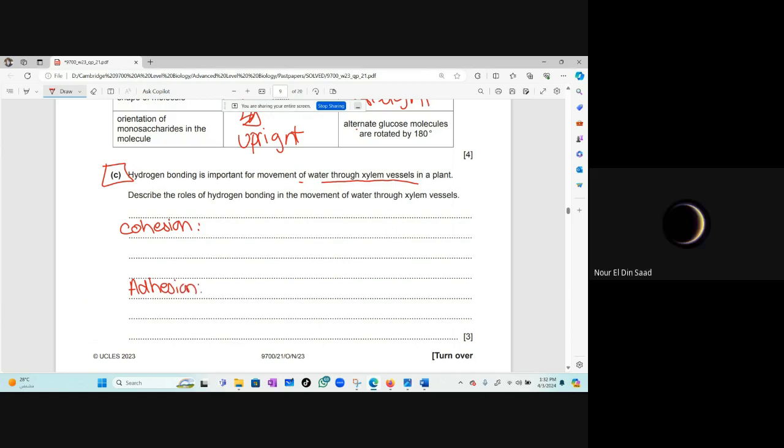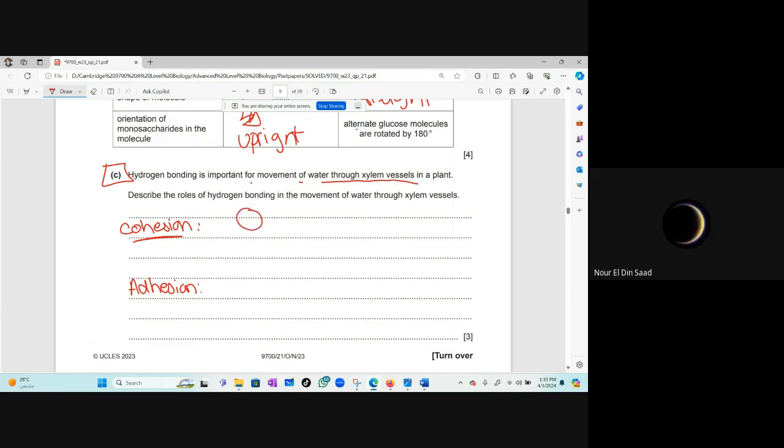Cohesion is when the cells pull each other. Which cells? We're not talking about cells at all, we're talking about water molecules. Yes, of course. The water molecules pull each other up the xylem, creating the transpiration stream. Now, which part of the water molecule pulled on which part? There's a drawing that you can even draw.